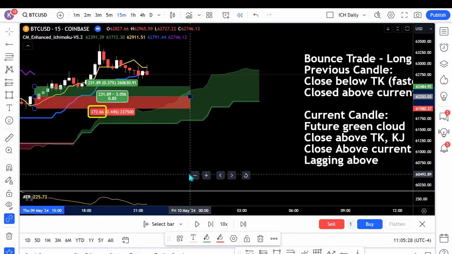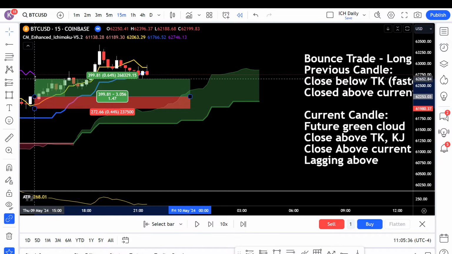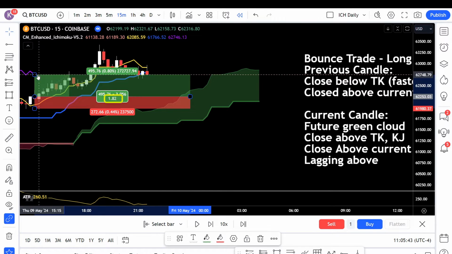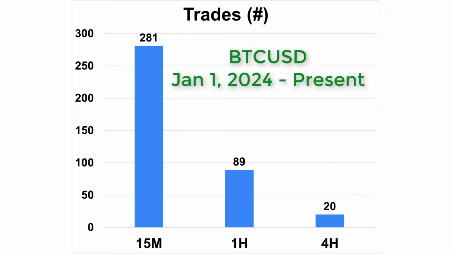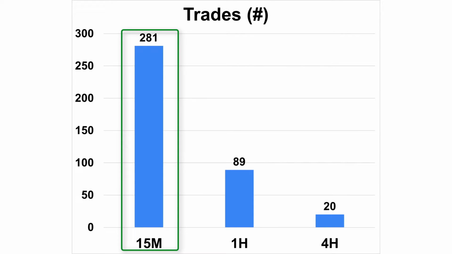Using a stop of 1 ATR in the faster moving average, we'd make 0.85R. And if we use KJ, the slower moving average, our profit would be 1.82R. Let's start to look at some results. I backtested Bitcoin starting on January 1st, 2024. On the 15-minute time frame, I took 281 trades.